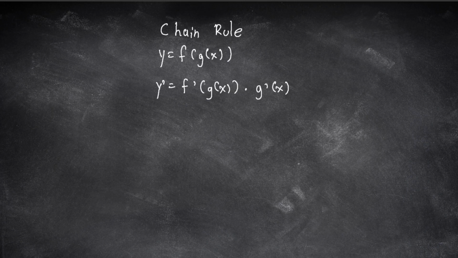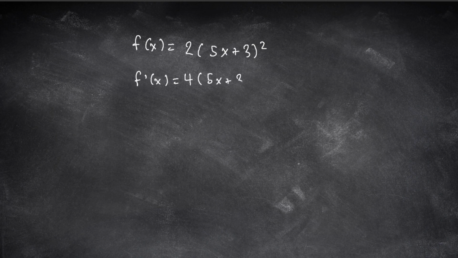So let's just use a simple one with just one chain. We could say f of x is equal to 2 times 5x plus 3, squared. Take the derivative of this: 2 times your power, which is 2, is 4. And then 5x plus 3 to the power 2 minus 1, which is 1, so you just leave this the same.